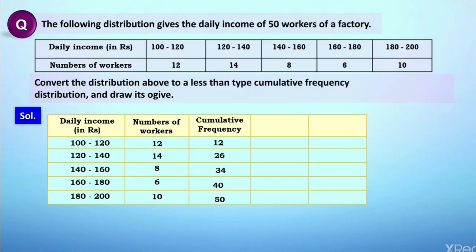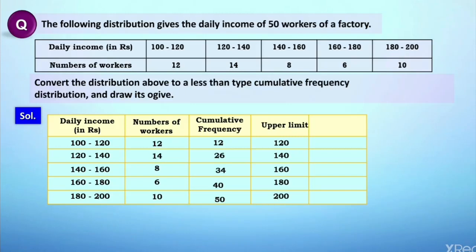After that, for less than type, we consider the upper limit. Remember students, whenever we are drawing the ogive of less than type cumulative frequency, we will consider the upper limits, that is 120, 140, 160, 180 and 200. But only upper limit or cumulative frequency won't give you the ogive curve.